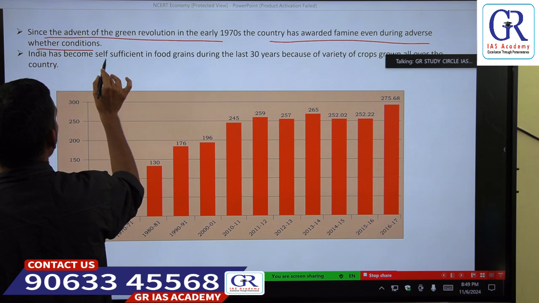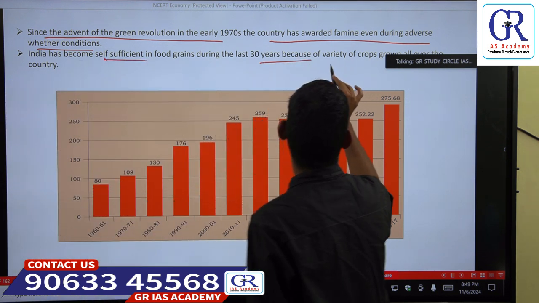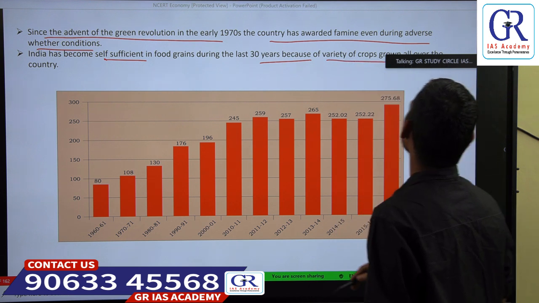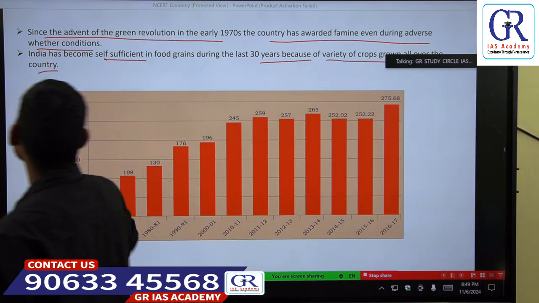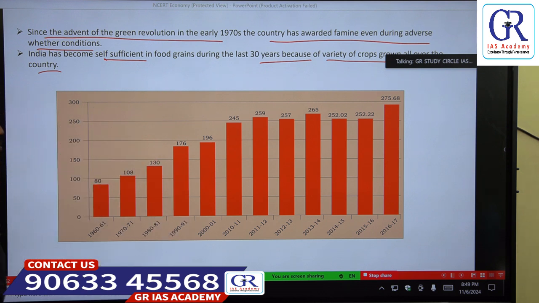India has become self-sufficient in food grains during the last 30 years because of the variety of crops grown over the country. Okay, so over the country, a variety of crops has been grown.